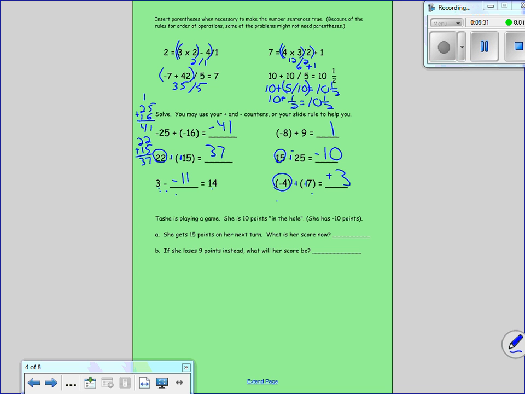So down here, Tasha's playing a game. She has 10 points in the hole. She has negative 10 points. So we're starting off with negative 10. She gets 15 points for our next turn. What is her new score? So we're going to add 15 points. What's her new score? Her new score would be a positive 5.